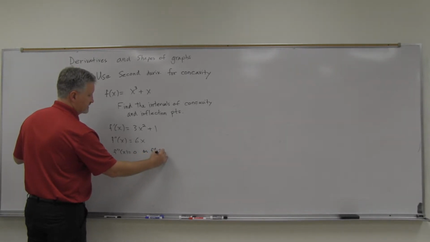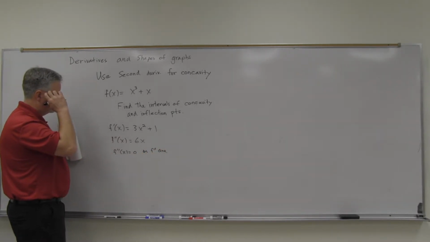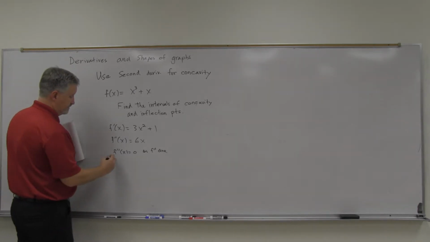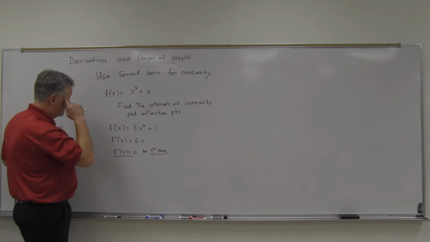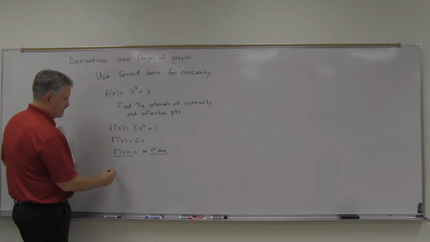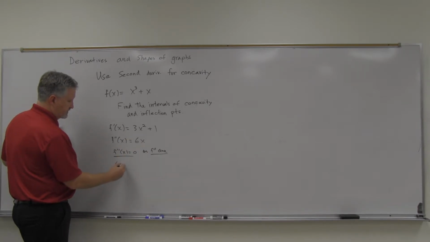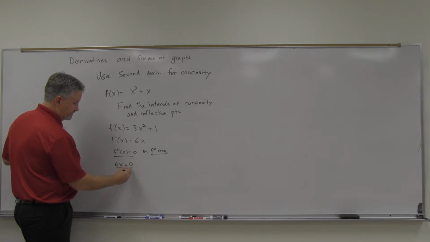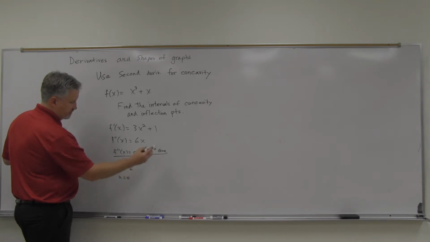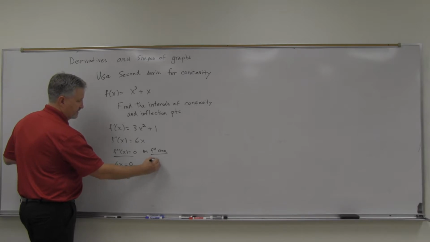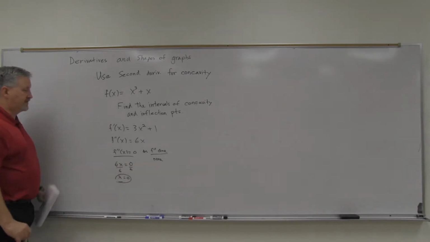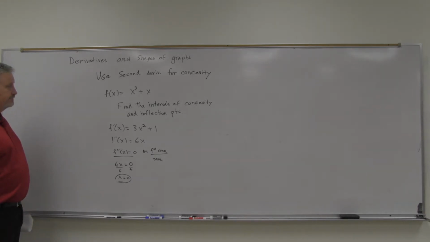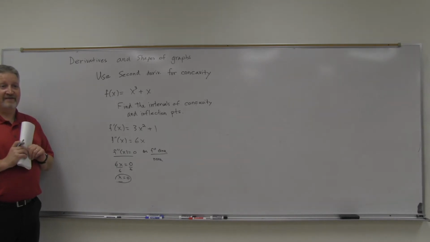F double prime does not exist for these, intervals of concavity. Well, 6x equals 0, that's x equals 0. And there's not any where it does not exist. So the second derivative equals 0 at 0. That's my critical number that I'm going to use.